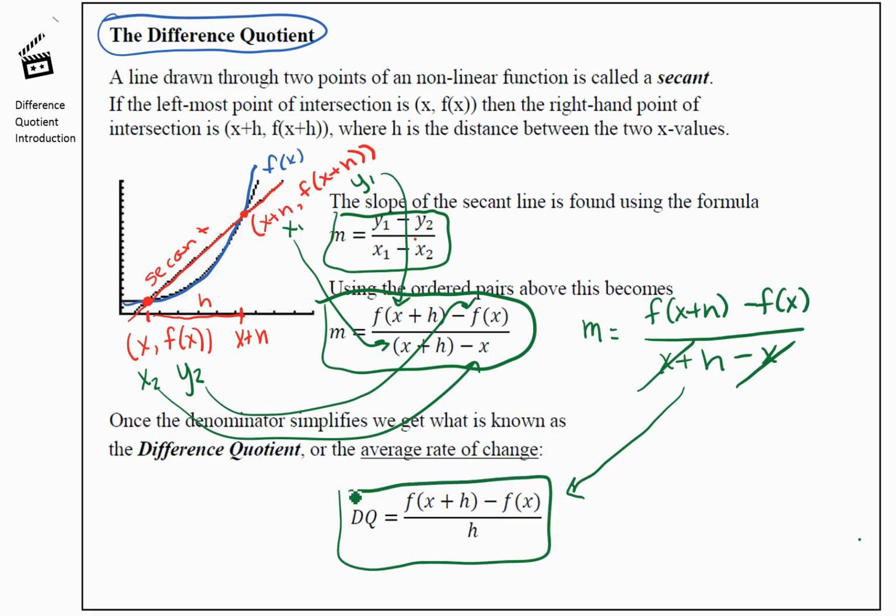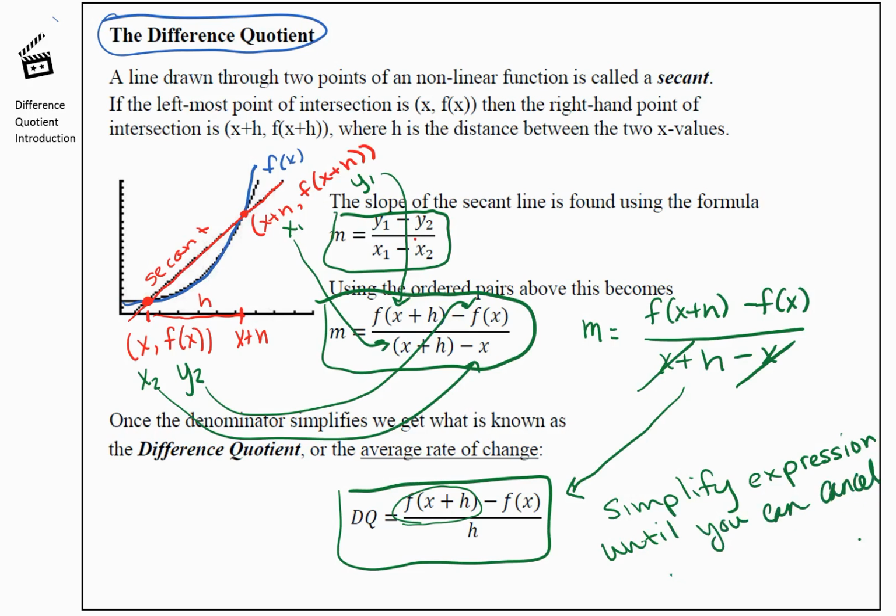And so if we ask for the difference quotient of a function, you'll have to also be given a function, and you'll find this expression. You'll plug in x plus h into the function anywhere there's an x, and then you'll subtract f of x, and you'll divide that by h, and you'll actually simplify the whole expression until you can cancel out the h. And like I said, we'll do lots of examples.